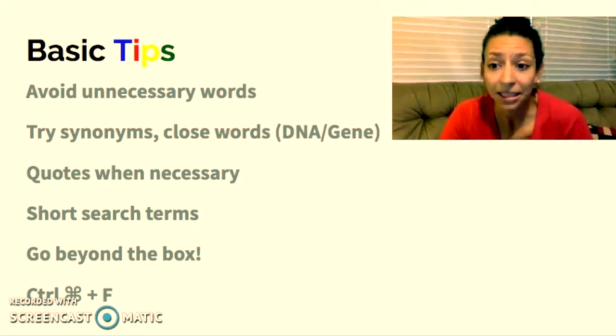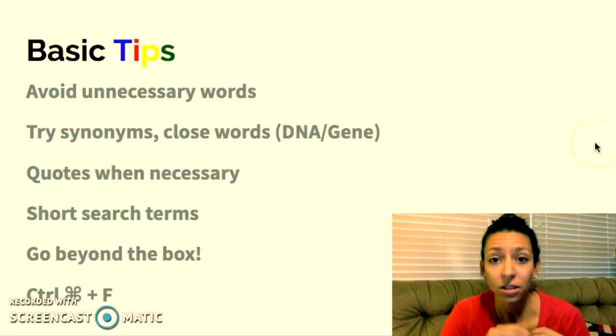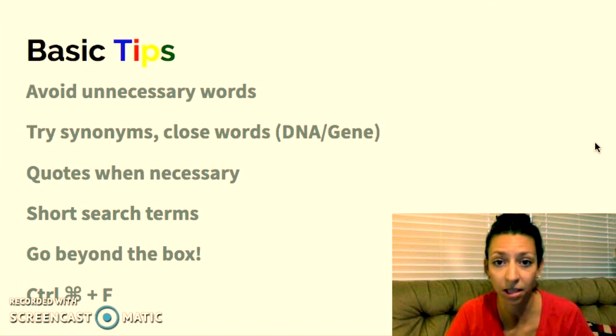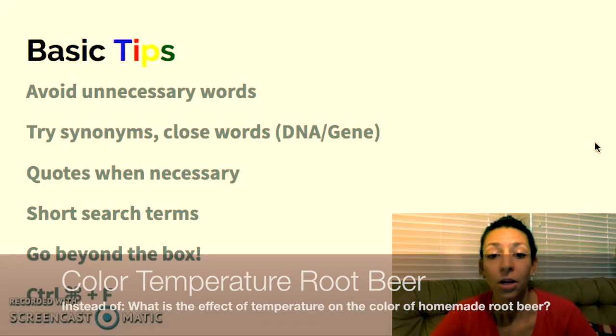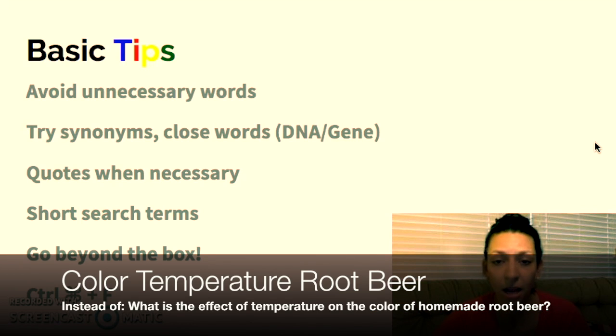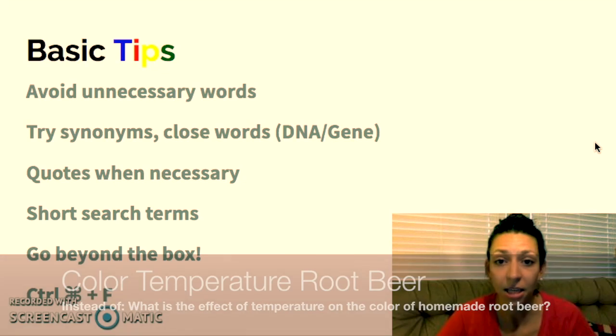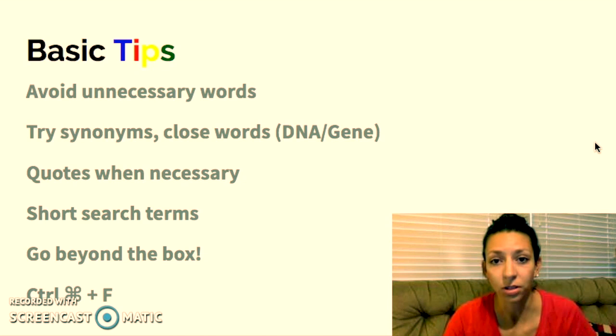So some quick basic tips for online searches. First of all, avoid unnecessary words. Though search engines like Google can process questions and sometimes come up with great answers to those questions, you're going to find better information if you eliminate unnecessary words. So you do not have to type out an entire question within a Google search. Instead, you can shorten the terms and only pull those necessary keywords and put them in your search bar.